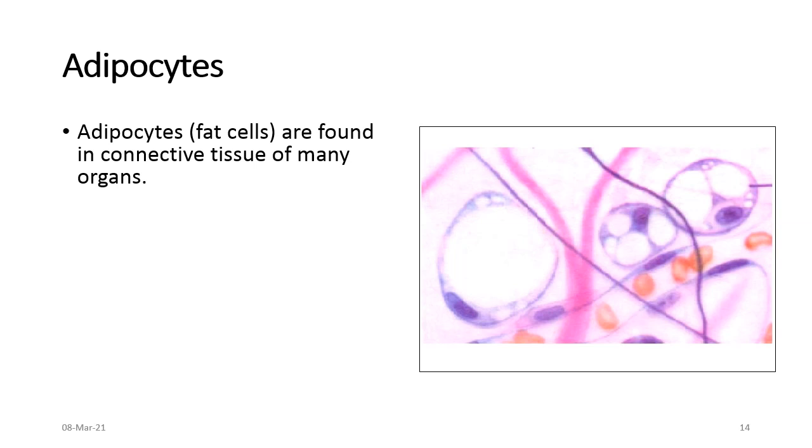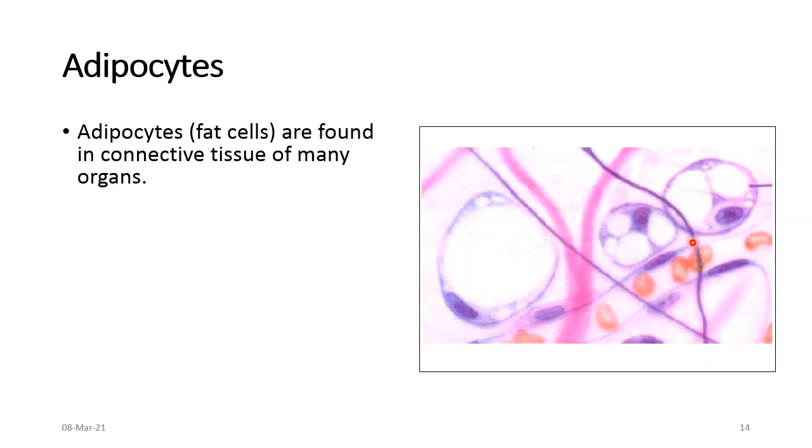The second type of cells found in connective tissue are the adipocytes, or fat cells, that are found in the connective tissue of many organs. You find adipocytes other than in the adipose tissue; they can be found within the connective tissue. Like this, this is the nucleus and these are fat-filled areas. This is the nucleus of an adipocyte. These are adipocytes scattered within the connective tissue.